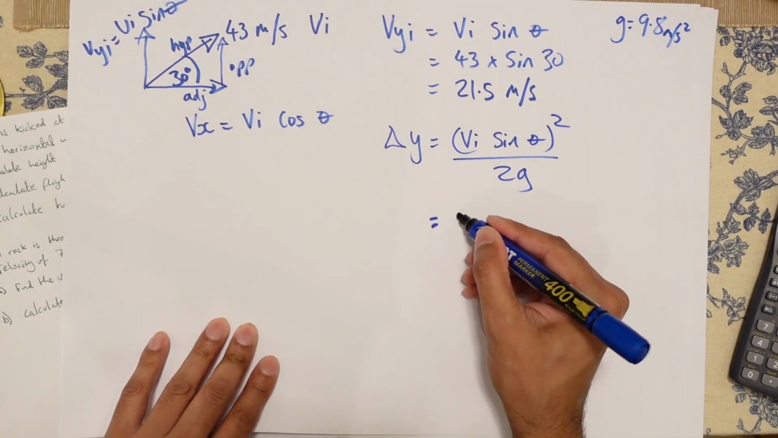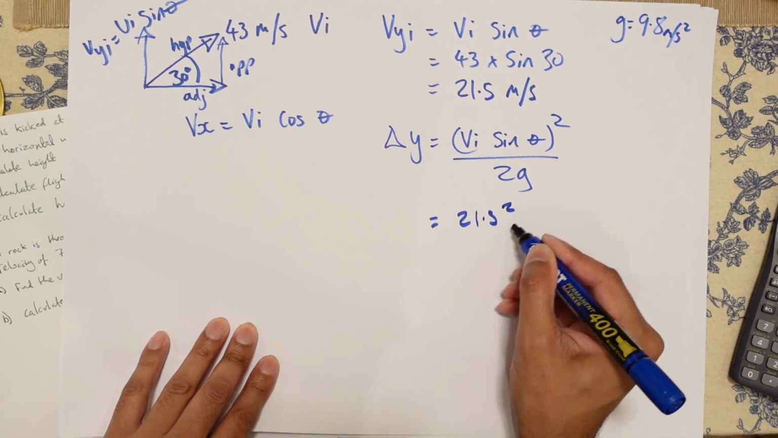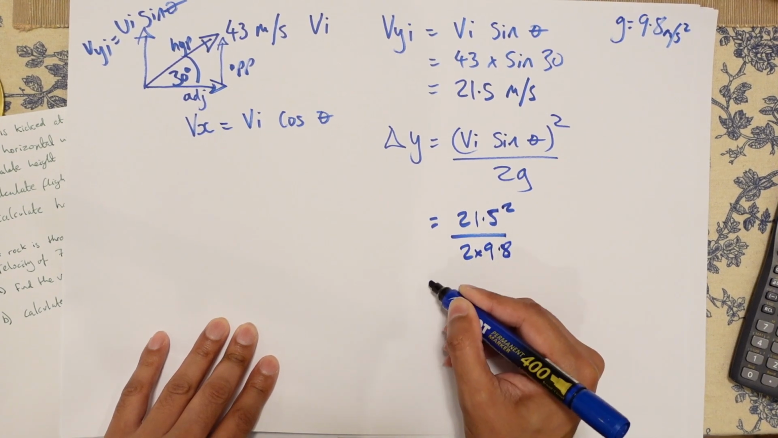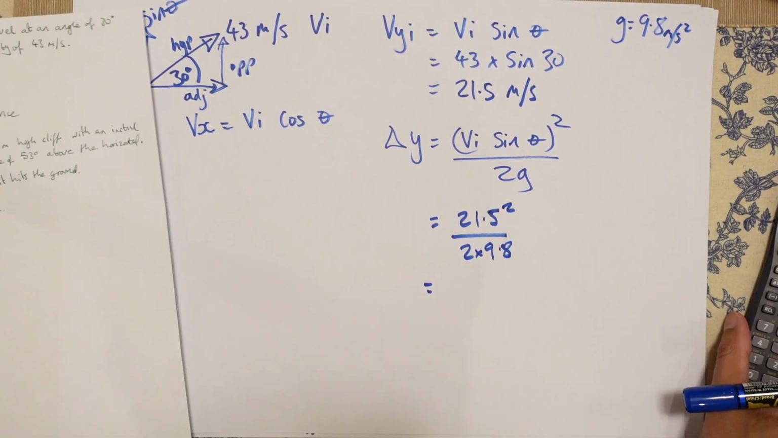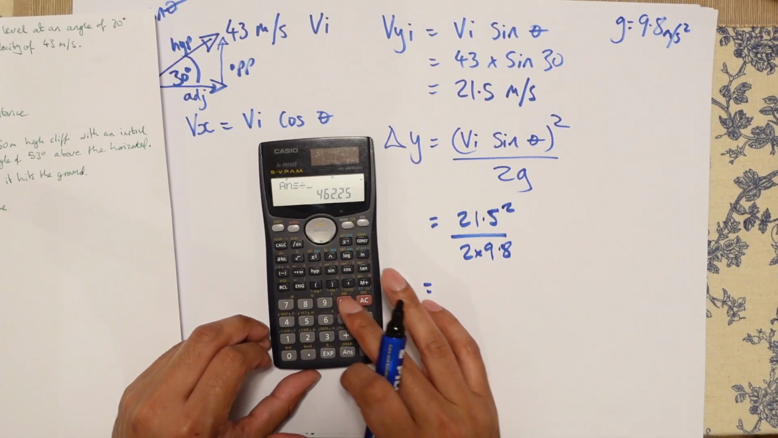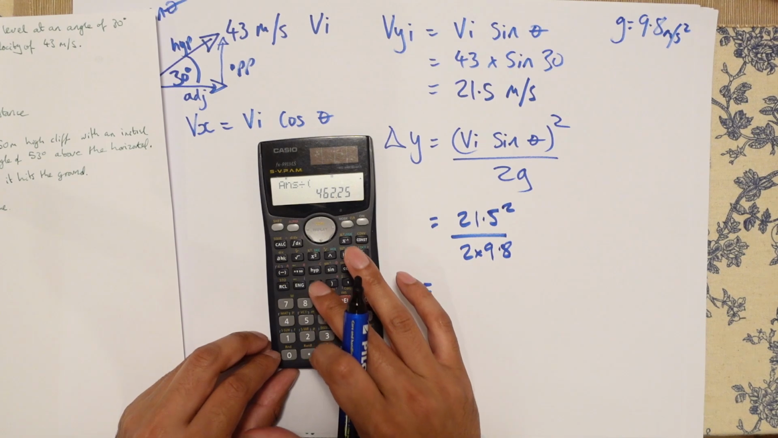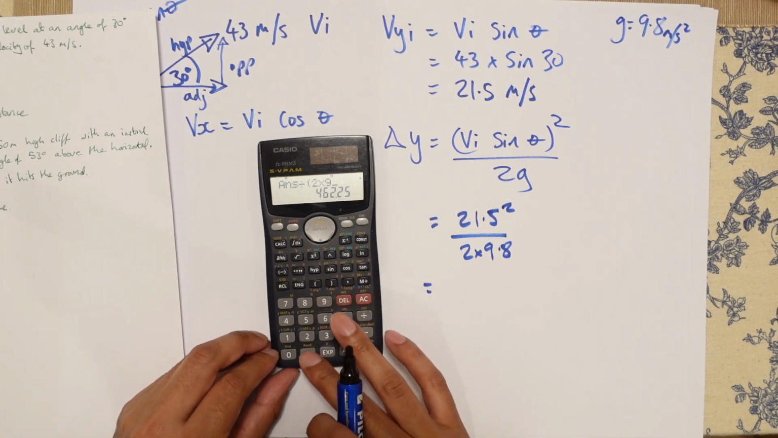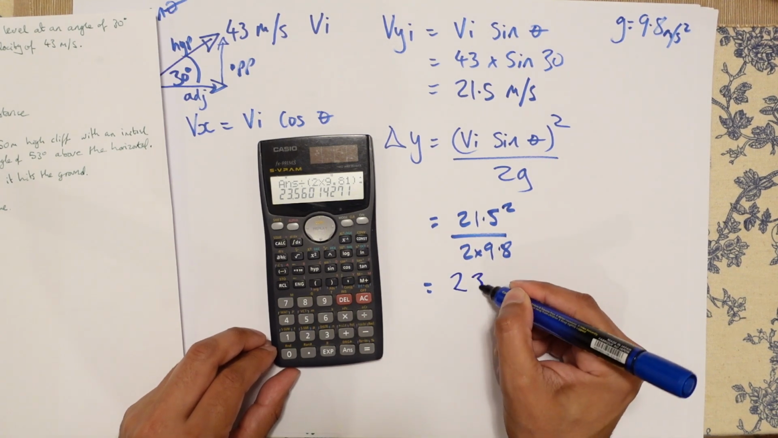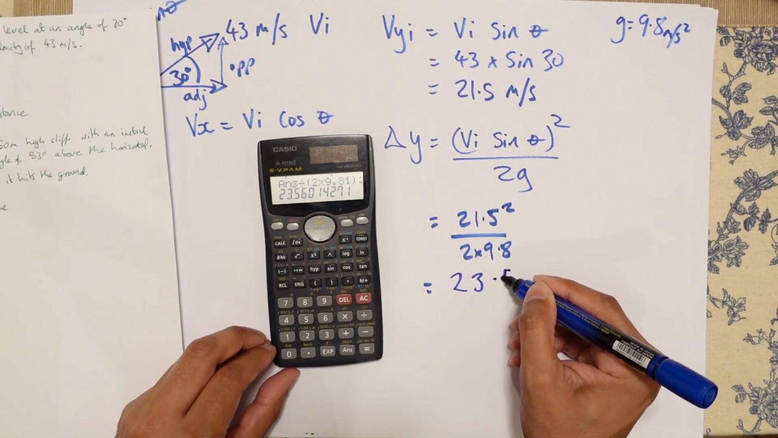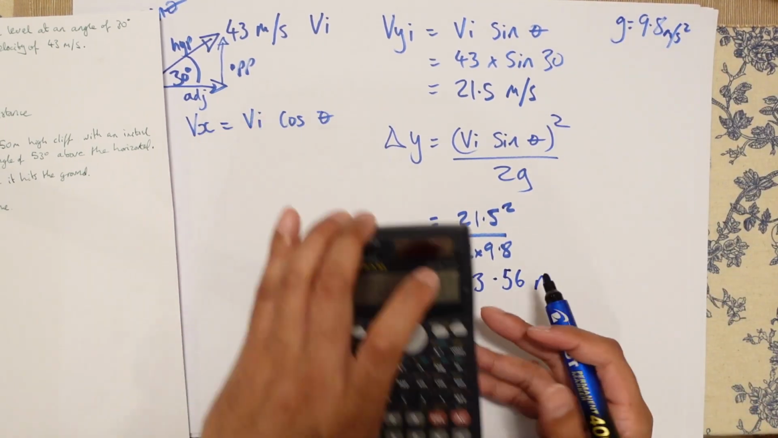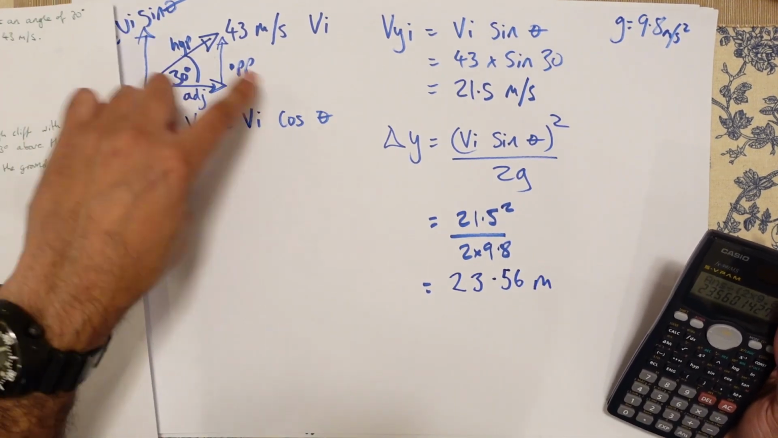So that is going to be 21.5 squared divided by 2 times 9.8. And that's going to be squared divided by 2 times 9.81, which is 23.56 meters. That's the height. That's the maximum height that this thing has reached.